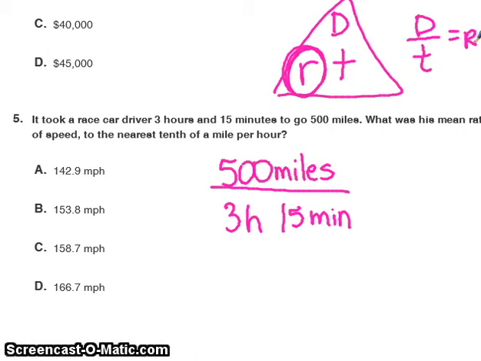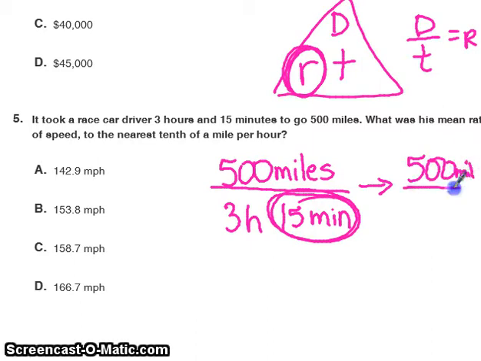Okay? So here's where we got messed up. This is not 3.15 because 15 minutes is not out of 100. It is out of 60. So what you need here is 500 miles divided by 3 hours and 15 minutes out of 60 minutes total in an hour. That will convert 15 minutes to 60 to an hour. Now, you divide 15 by 60 if you so desire.